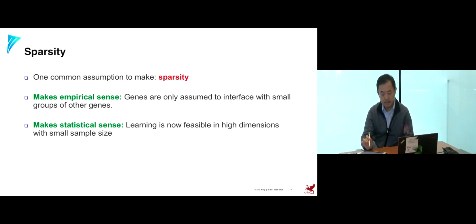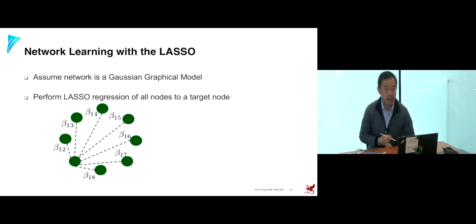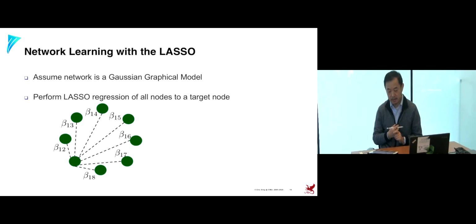So we see the need for sparsity, right? It makes empirical sense because natural networks for genes and for people should be sparse. Otherwise, it's not even meaningful if you say everything is connected to everything else. And it also makes statistical sense because that makes it possible to learn from high dimensional data with not enough data points, if you assume it is sparse. Okay, so let me first introduce a heuristic algorithm to make this work, at least to learn the structure directly, and then let's talk about the statistical underpinning behind it.